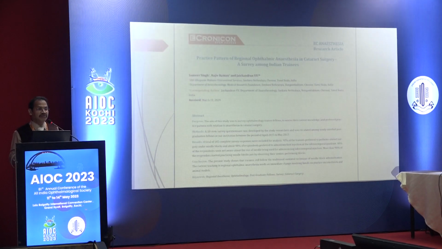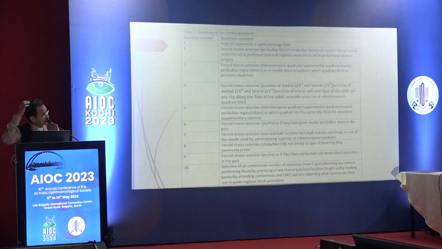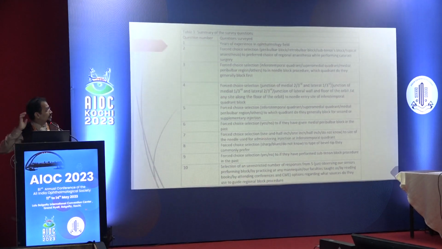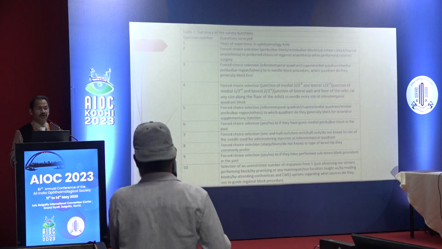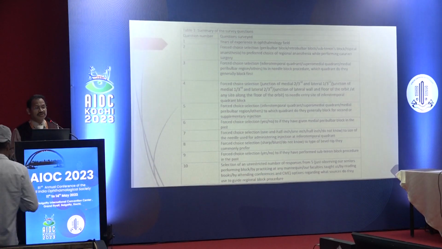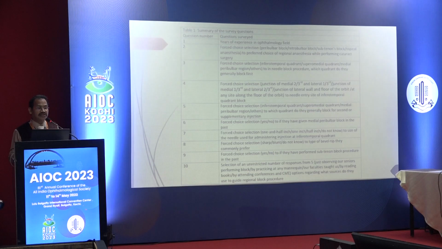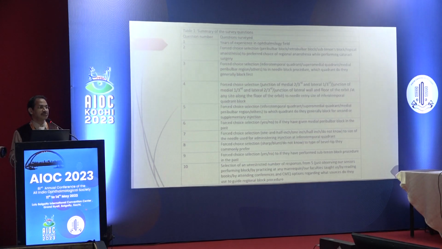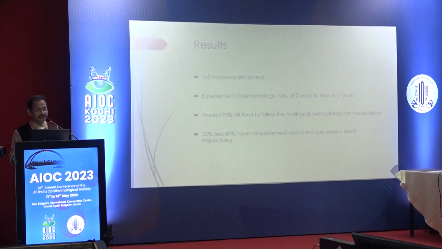Now, keeping this in mind, we did a survey that got published recently. In this survey we circulated a 10-item questionnaire where we wanted to know the preferred site of blocking the patients, the preference for the supplementary injection, the size of the needle they used, and how they learned regional ophthalmic anesthesia. Nearly 145 trainees participated, and experience varied from a minimum of 2 years to 7 years.